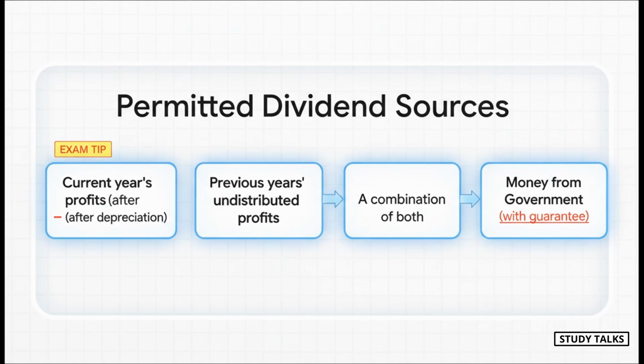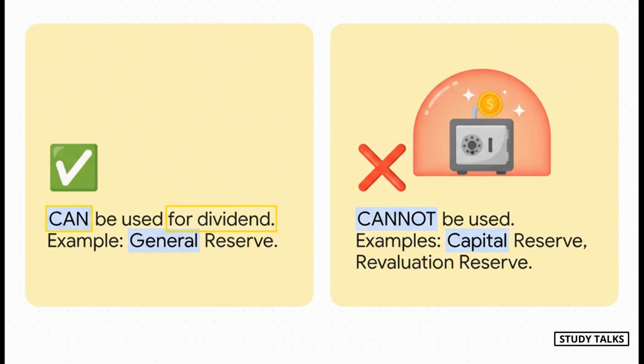But please pay close attention to the little phrase in the brackets, after depreciation. This is the first hurdle. It's non-negotiable, and it's where a lot of mistakes happen. And there's a massive but that comes with this rule. The law says you can't just dip into any old reserve you see on the balance sheet. Dividends can only, and I mean only, be paid out of what we call free reserves.